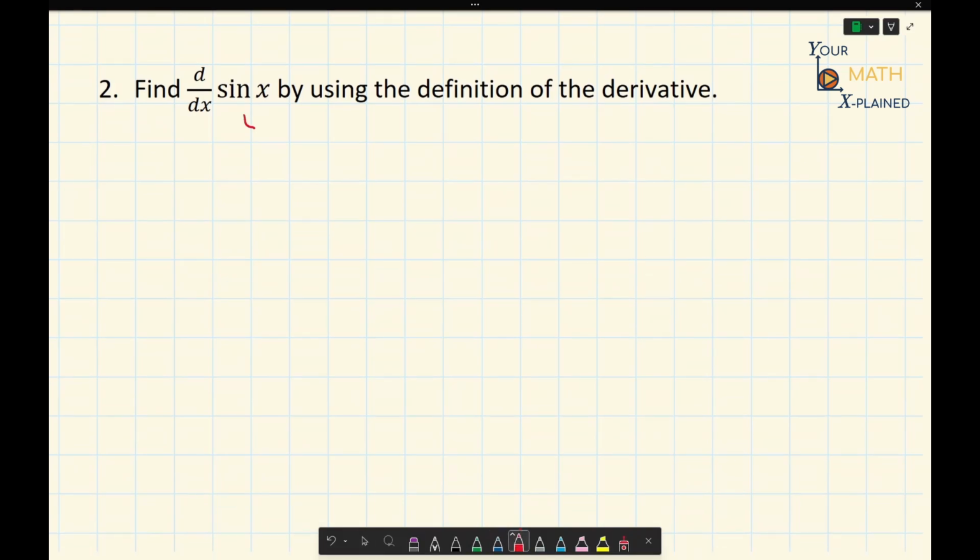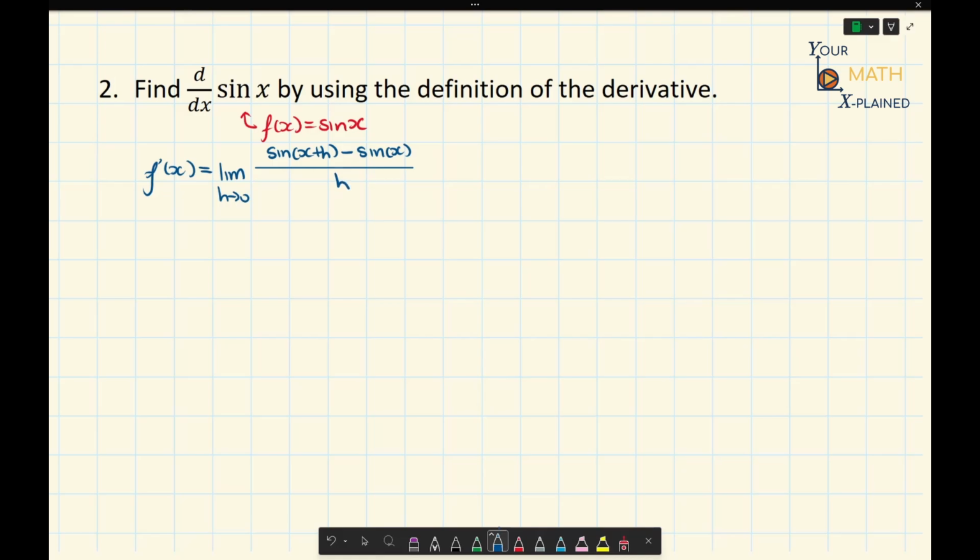So same thing. This time our function f of x is equal to sine x, and we want to find f prime of x. So that is going to be equal to the limit as h approaches 0 of f of x plus h, so that's going to be sine of x plus h minus sine x, over h.